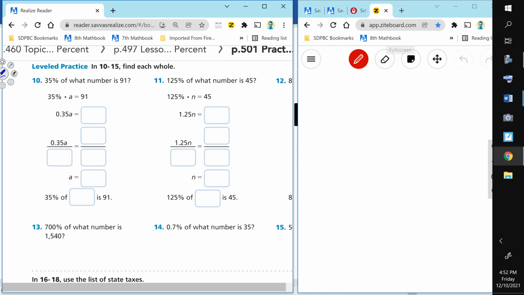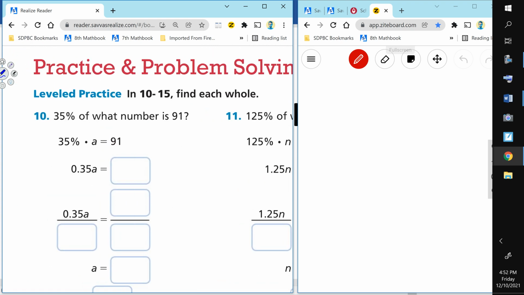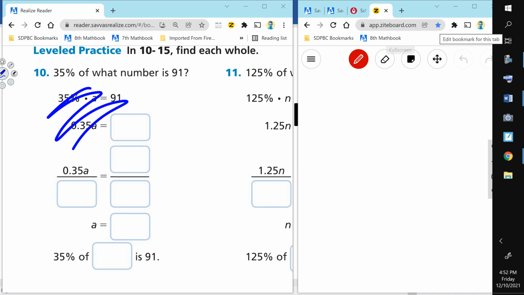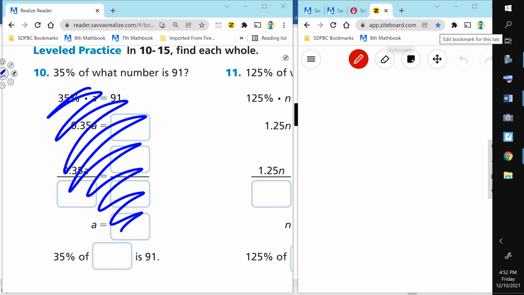So, for number 10, 11, and 12, I'm going to ignore this stuff. That's not going to help you, okay? Which is why I'm having a separate sheet over here for you guys to see the work. You're going to put the answers on page 501. You're going to circle your answer. The work is going to be done on a separate sheet of paper.